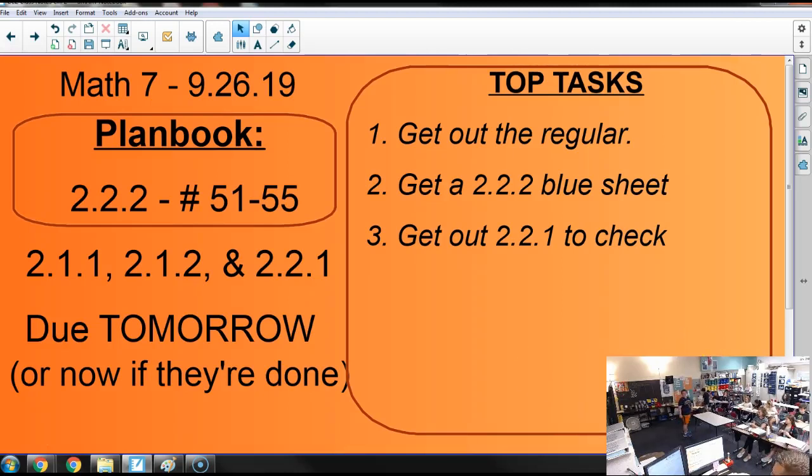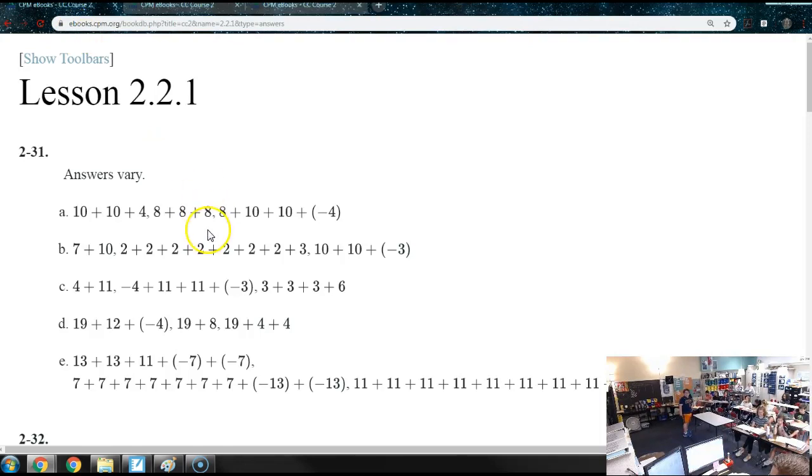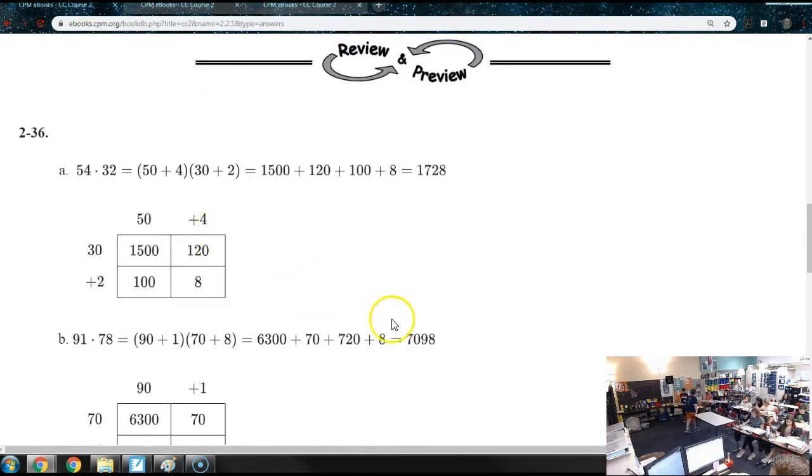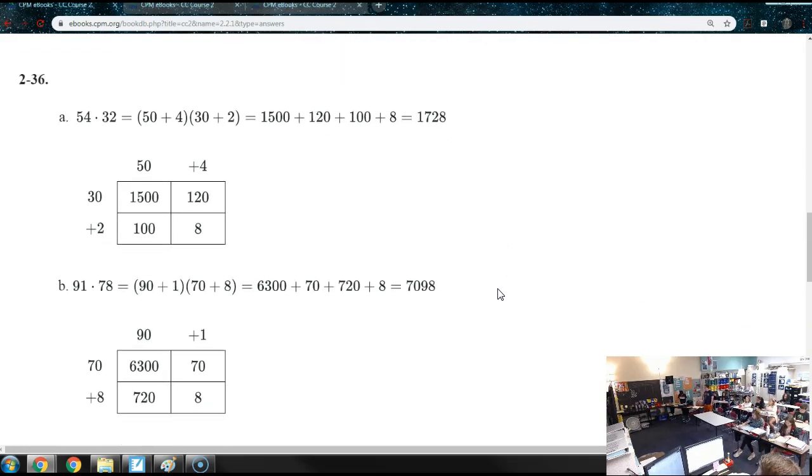Why I don't leave that screen up for you guys to see. All right, 221. Let's check answers. As I announced, if you want to check your answers, wait to turn it in until after. So generic rectangle multiplication, right?